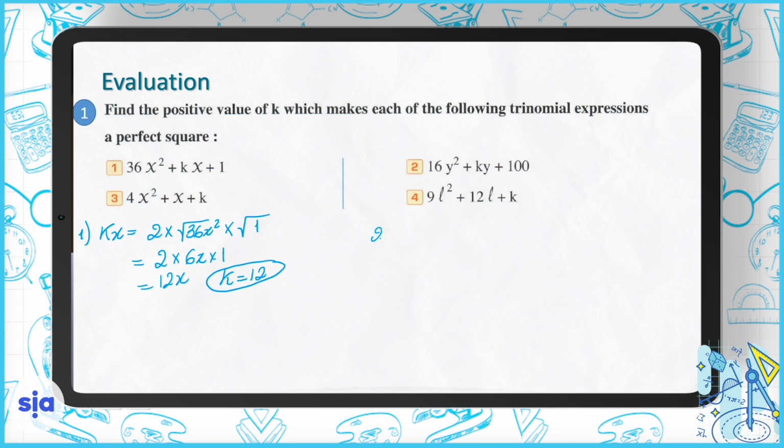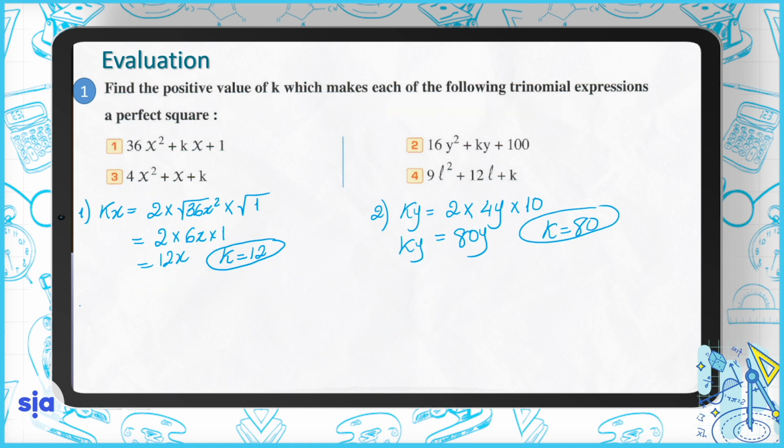For question 2, Ky is in the middle term. So Ky equals, this is the middle term, right? Same thing, 2 times the square root of the first term times the square root of the last term. So this is 80y. So Ky equals 80y. Then automatically K equals 80.